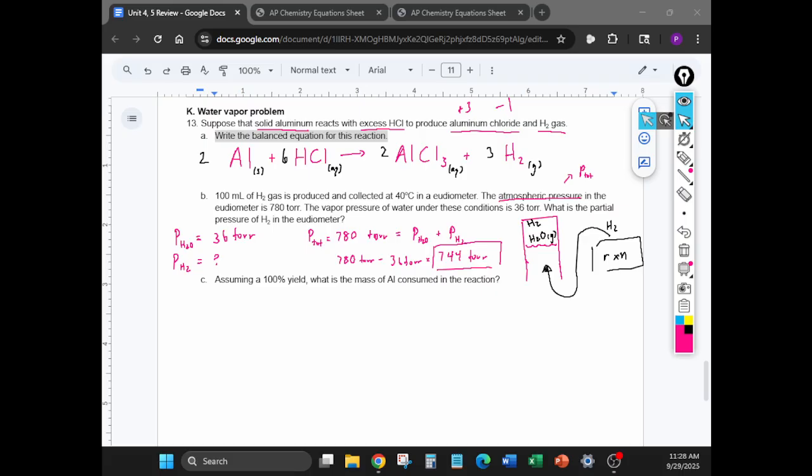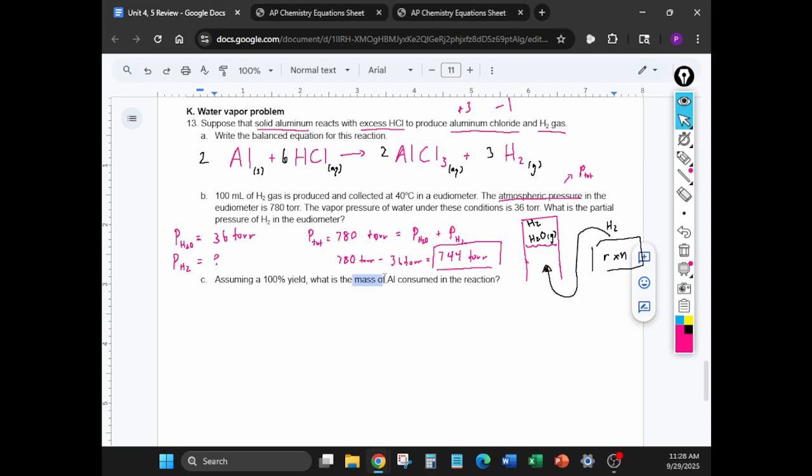Alrighty. So let me give you guys about 5 minutes to try part C. Part C is saying that if the reaction goes to completion, what is the mass of Al consumed in the reaction? So this is going to be another gas stoichiometry question. This is the first type of question we did at the beginning of class. You have a bunch of different variables for the gas. So you're going to use the ideal gas law, and then you're going to use your balanced equation in order to convert and solve for grams of Al, mass of Al. So take about 5 minutes to try that out. We'll go over it, and then we'll be done with the review.